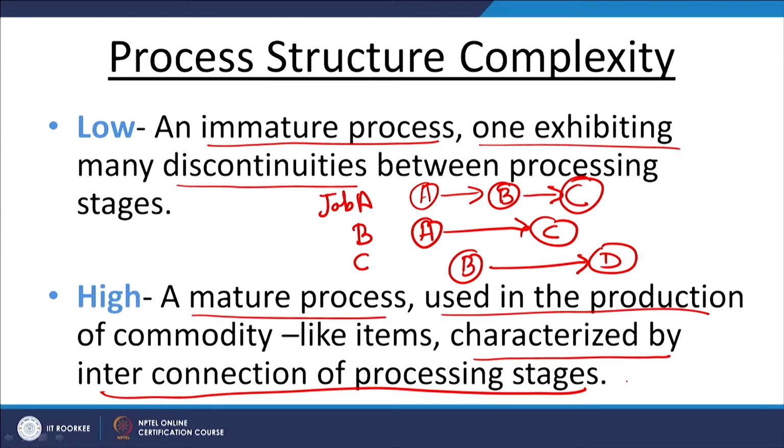So, if I talk about the high process structure complexity cases, for all the processes we are going to follow very similar kinds of processes A, B, C. Whether it is job A or job B or job C, for all these three different types of jobs we have the same processes A, B, C, etc. If that is the case, it is a high process structure complexity.